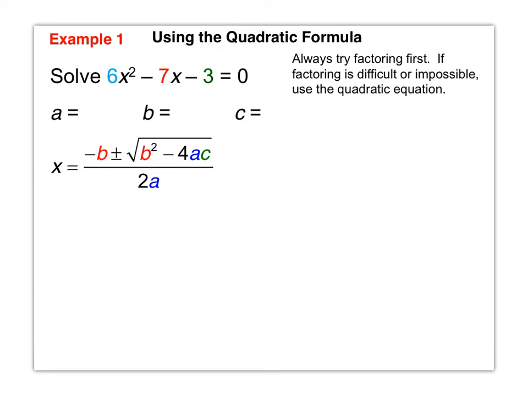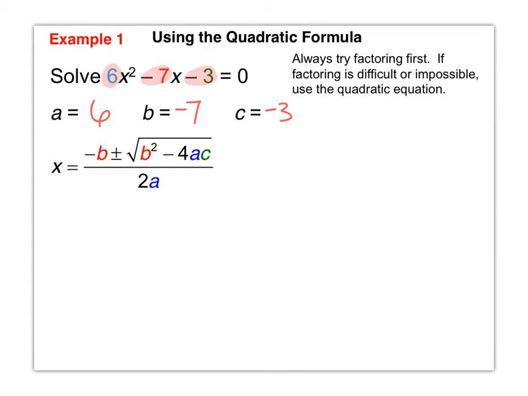Let's look at this example. Solve 6x squared minus 7x minus 3 equals 0. Always try factoring first. If factoring is difficult or impossible, use the quadratic formula. We're looking for the values of a, b, and c. Now the a, b, and c are the coefficients. The a is 6. The b is your coefficient of the x term, which is negative 7. And your c is the constant term, which is negative 3.